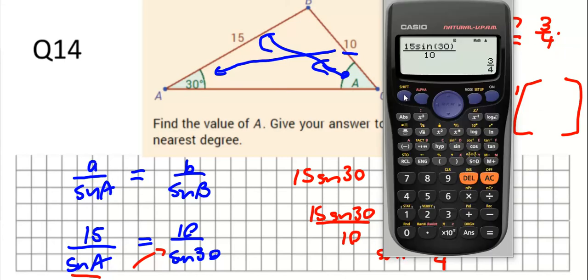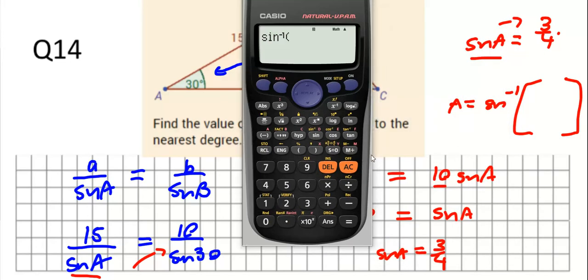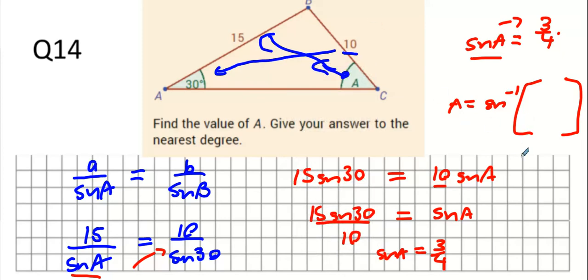You press the shift button and see the sine inverse. This will tell you what angle results in an opposite of 3 and a hypotenuse of 4. What type of angle would make that? It's 48.6 degrees or 49 degrees. So A equals sine inverse 3/4, A equals 49 degrees to the nearest degree.